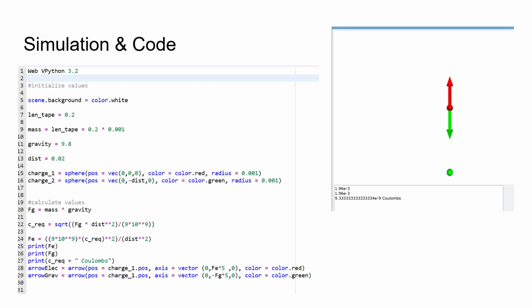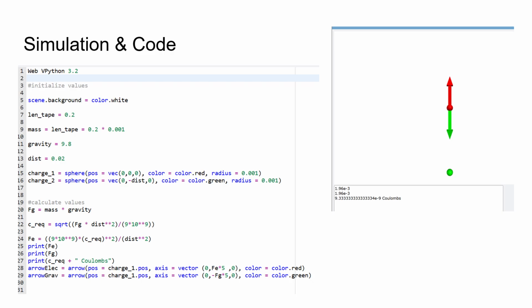So here's the simulation results and a little bit of the code. On the right, you'll see that the simulation nets us around the same charge that we found by hand calculations. If you look to the left, you'll see the actual code of the simulation. In the first 13 lines, we basically just initialize some values. So what's important here is the length of the tape.